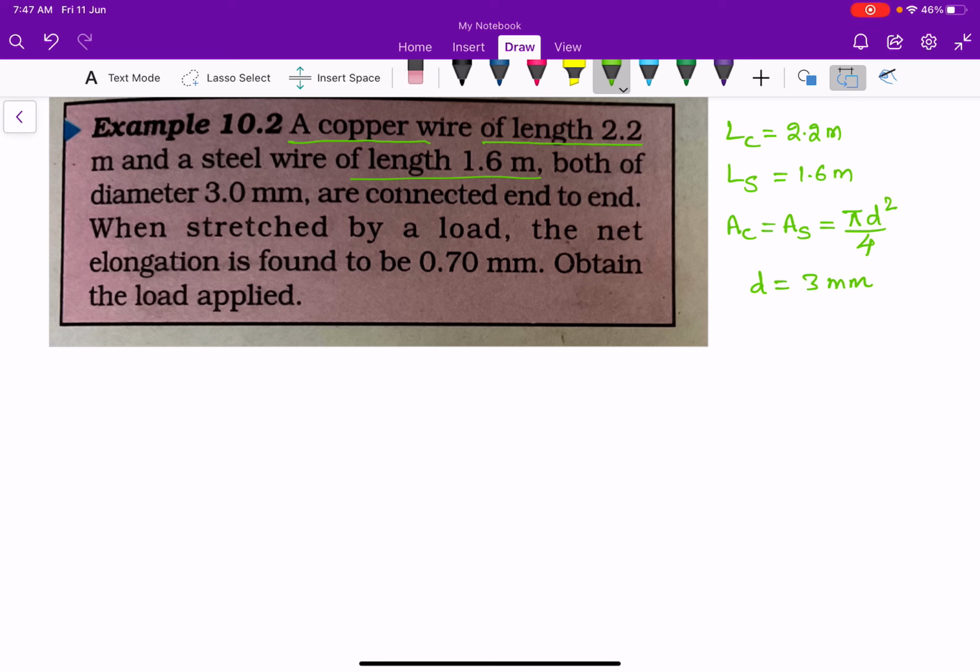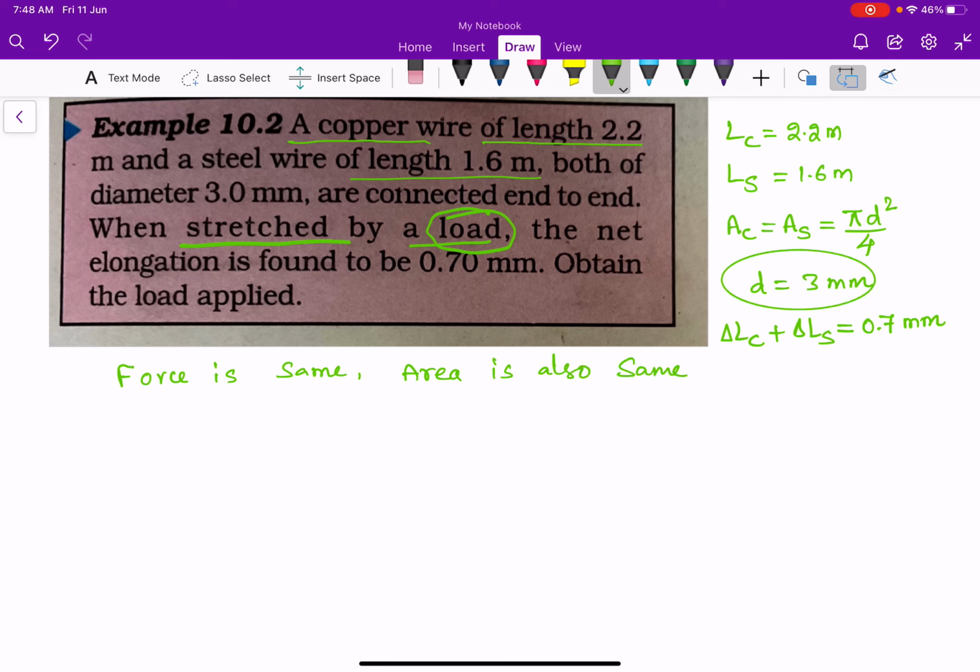They are connected end to end. When stretched by a load, the net elongation is found to be 0.7 millimeters. Net elongation means elongation in steel plus elongation in copper. Both are stretched by a common load, that is, the load is the same, force is the same in both the cases. Area is also the same, because the diameter is the same in both the cases.